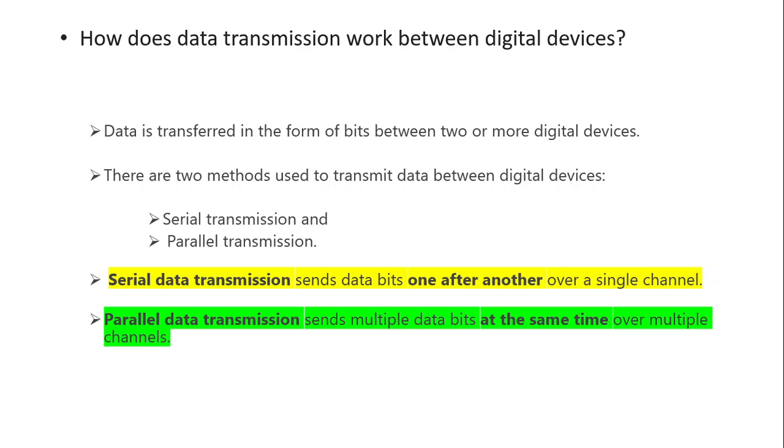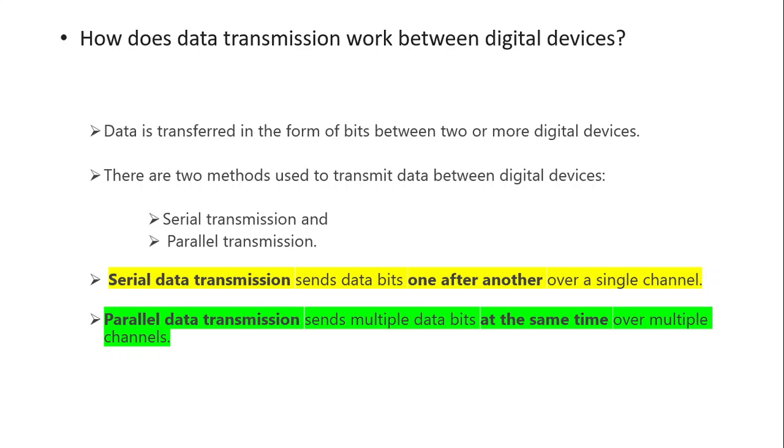Now how does the data transmit in serial transmission? In serial data transmission, data is sent one after another over a single channel. Remember the two words regarding serial data transmission: one after another and single channel. So in serial data transmission, data bits are transferred through the single data channel one after another. Whereas in parallel data transmission, multiple data bits are sent at the same time over multiple channels.